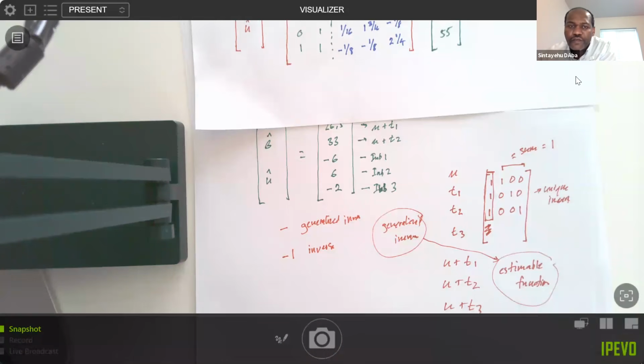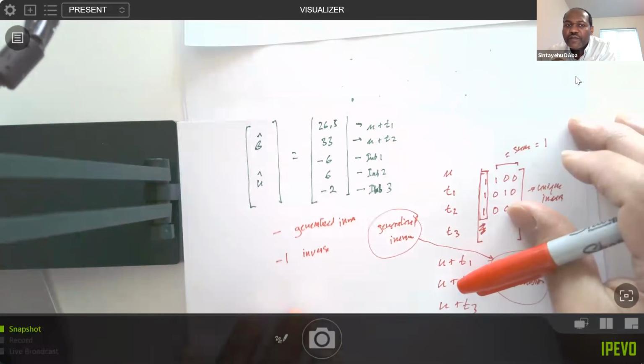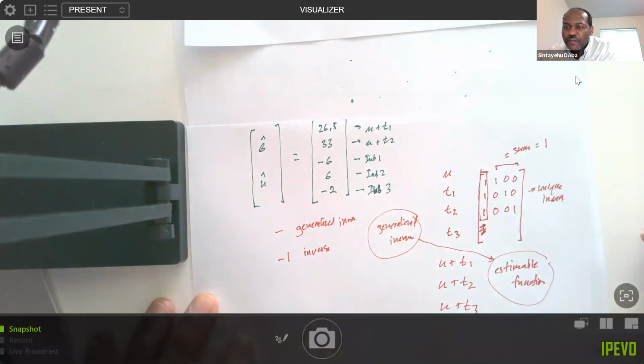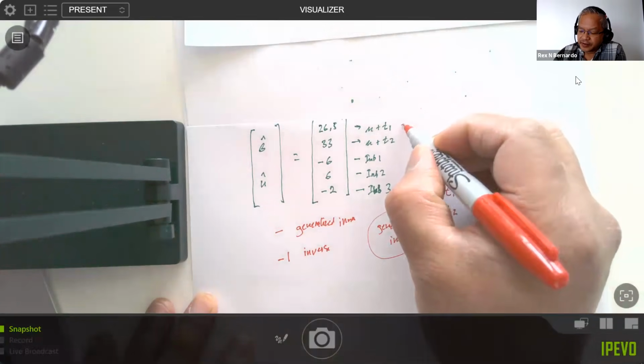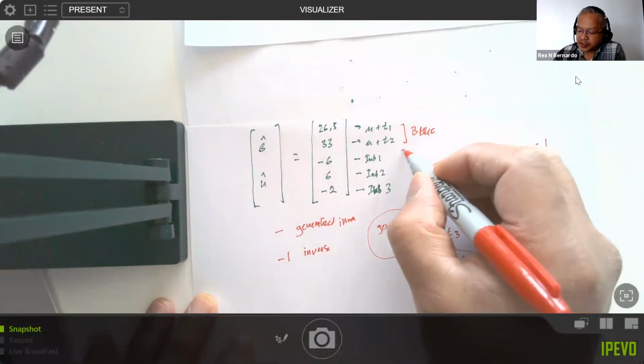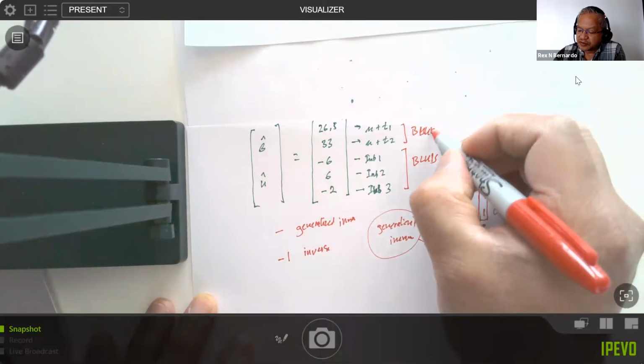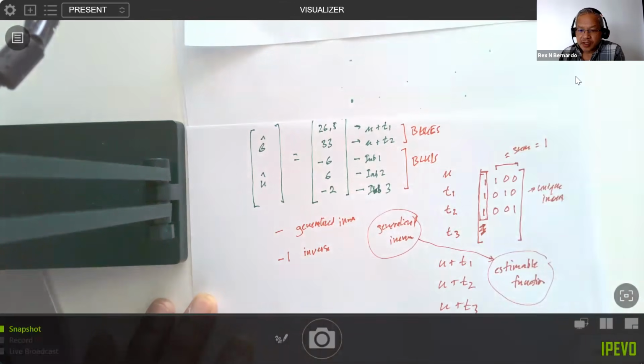Go ahead. In the solution, we have the values for the first two for B and the last three for U. Can we say the first two are BLUEs and the other three are BLUPs? Correct. These two are the BLUEs, and these three are the BLUPs. Yes, these are the BLUEs. Yep, correct. Okay, thank you. You're welcome. Other questions?